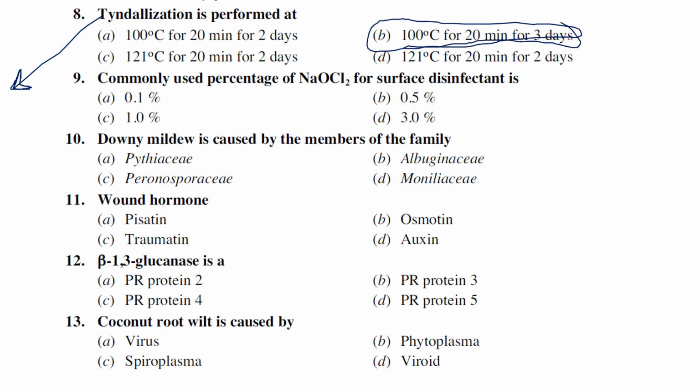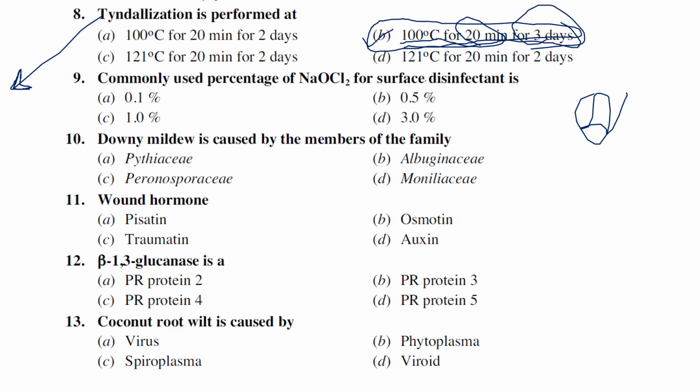It is also called discontinuous heat sterilization, because we are heating or sterilizing in a discontinuous way. On the first day we heat at 100 degrees, the next day again, and the next day again. So it is a discontinuous method of heating, right? It is the best example, and sometimes they may ask for an example of discontinuous sterilization: tyndallization is the best example. Pasteurization temperature is 62.8 degrees, right? But tyndallization is 100 degrees Celsius for 20 minutes on 3 consecutive days.